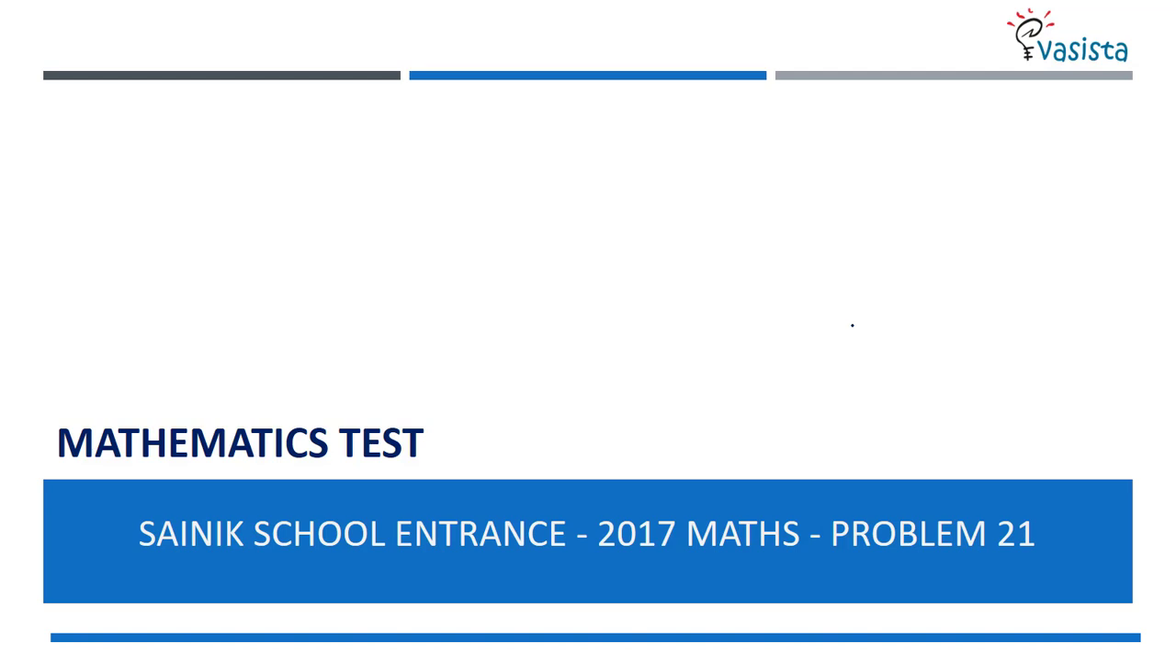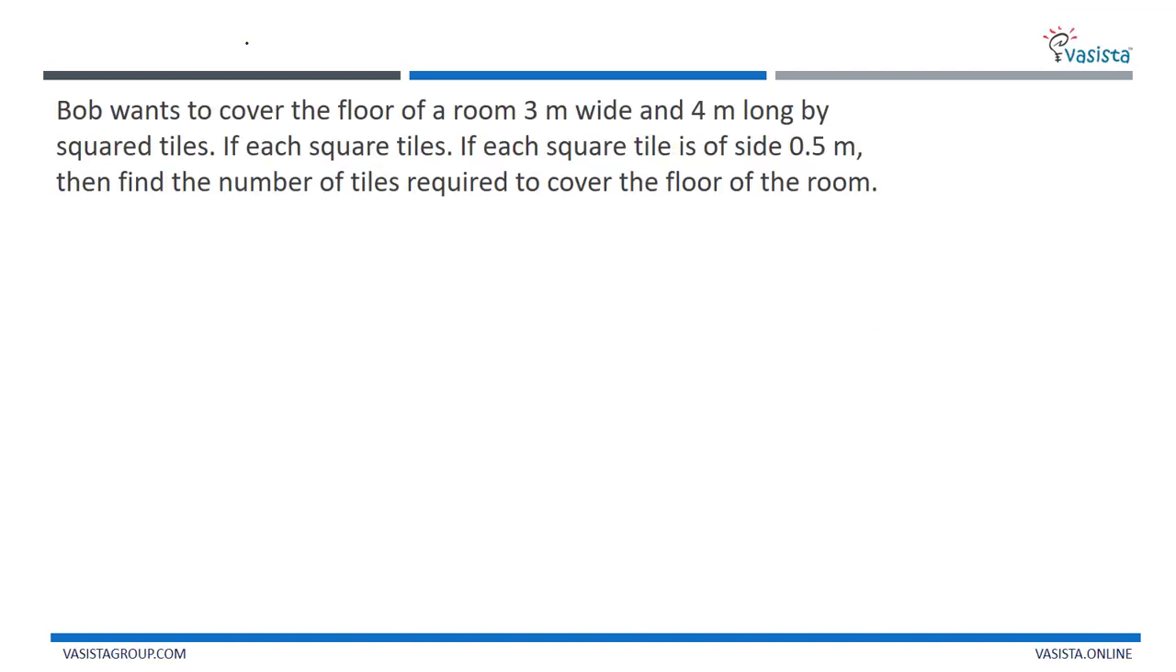Fine, let me go with problem number 21 here. Bob wants to cover the floor of a room 3 meter wide and 4 meter long by square tiles. If each square tile is of side 0.5 meter, then find the number of tiles required. So they have given everything in meters only, right?